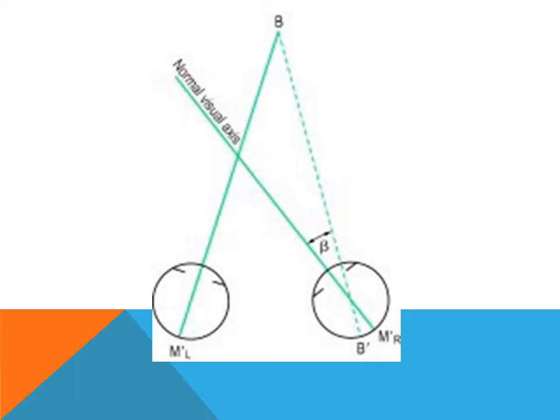And here beta represents the angle of anomaly, which is defined by the shift of the visual direction or the shift in the visual axis. This angle of anomaly we will require later in order to measure the anomalous retinal correspondence and the type of anomalous retinal correspondence.